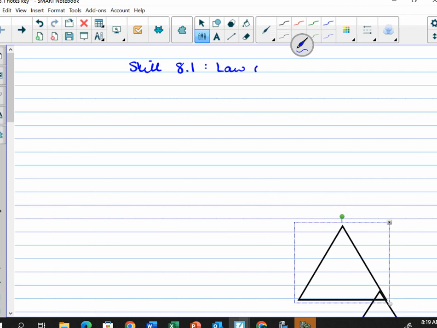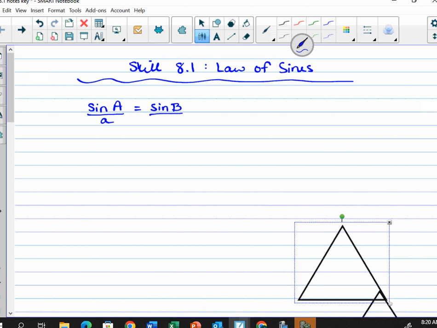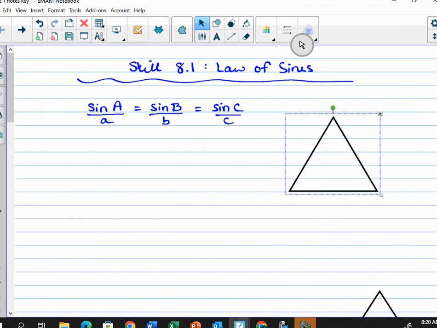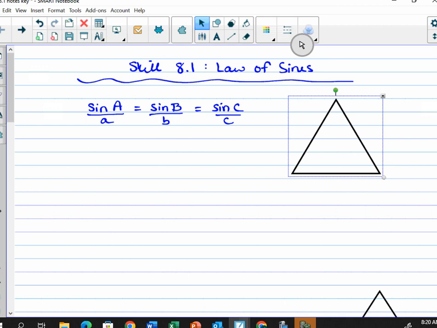All right, guys. Law of sines. That's what we're doing today. It's thrilling. All right, guys. Your law of sines is the sine of A, like big A, over little a. The sine of B over b. You can guess sine of C over c. That seems pretty simple. Yeah, I'm telling you.